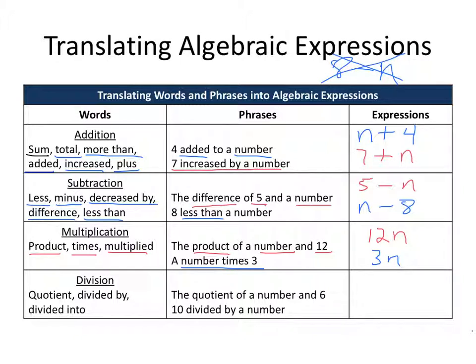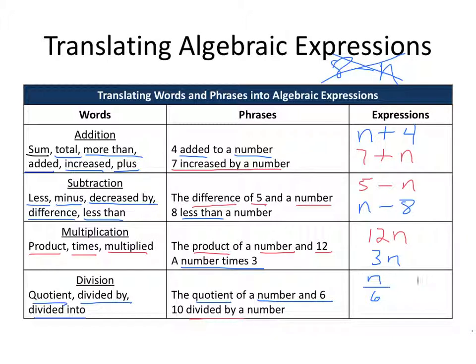And then division. Quotient indicates division. Of course, divided by, or a number divided into something else would also indicate division. Here are examples. The quotient, indicating division, of a number and 6. So a number and 6 are the two parts, and it's the quotient of those two things. So a number n divided by 6. That would be the expression for that phrase. The second example, you have 10 divided by a number.